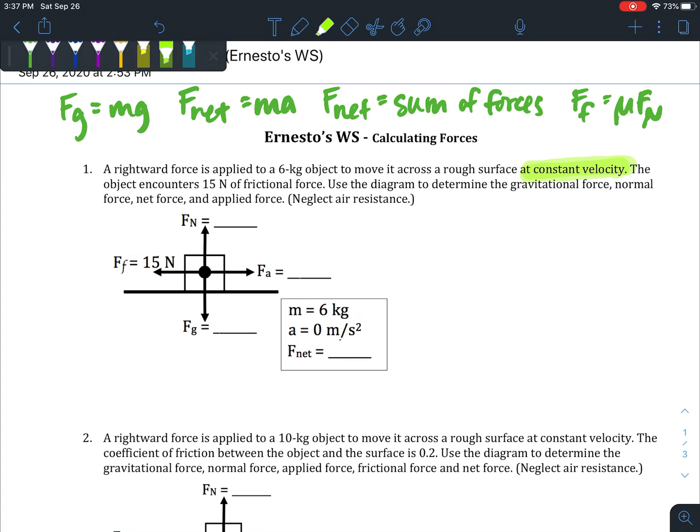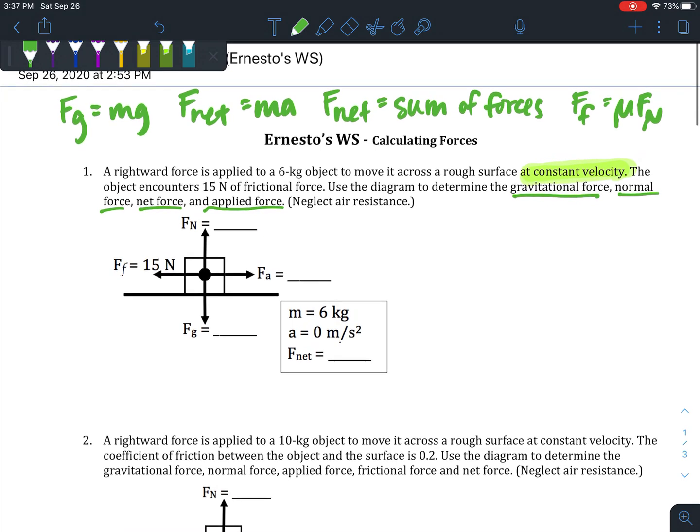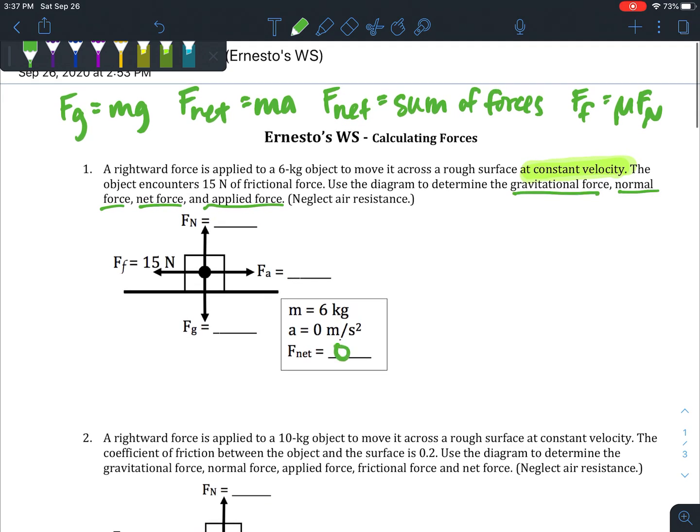Okay, our object encounters 15 newtons of frictional force. We will use the diagram to determine gravitational force, normal force, net force, and applied force. And we are neglecting any kind of air resistance. So they have gone ahead and given us a nice little box that tells us the mass, and they tell us the acceleration is 0, and the reason that we can say it's 0 is because it said that the object was moving at constant velocity. So that means net force is 0. And if net force is 0, that also means that all the forces have to balance each other.